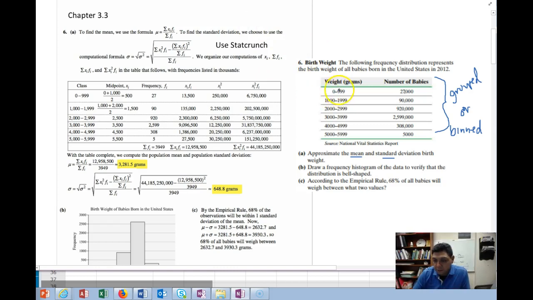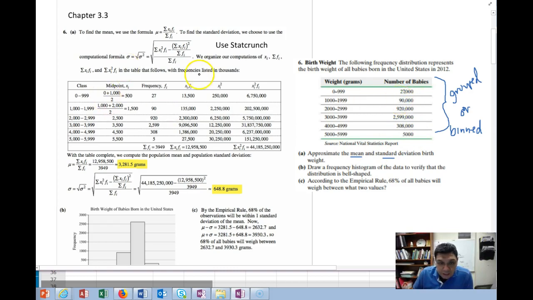So they're in the containers from 0 to 999, 1,000 to 1,999. The weight is actually the weight of a baby at birth, in grams, and then the number of babies born between those weights. Because we don't have the exact values, we cannot calculate the mean and standard deviation in the previous way. That's an important acknowledgement. I can't just add up all of them and divide.